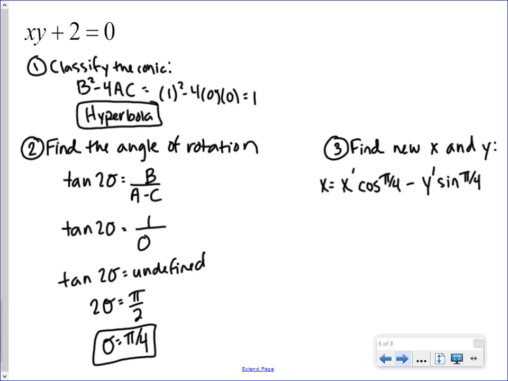What is the cosine of pi over 4? Square root 2 over 2. What is the sine of pi over 4? Square root 2 over 2. So we now have our new value for x. Square root 2 over 2 x prime minus square root 2 over 2 y prime.